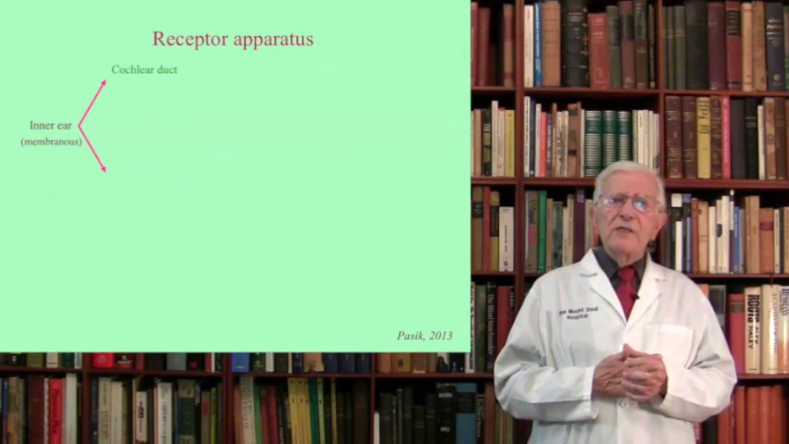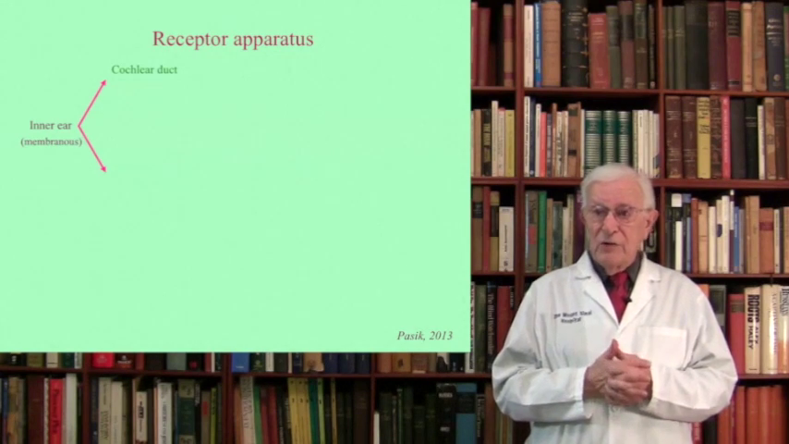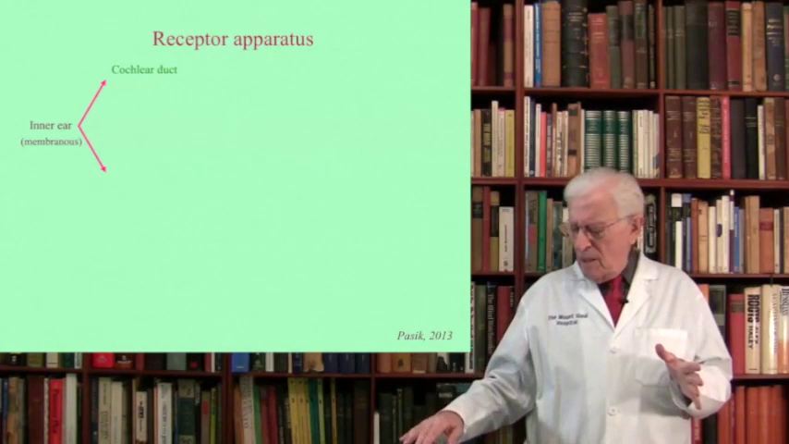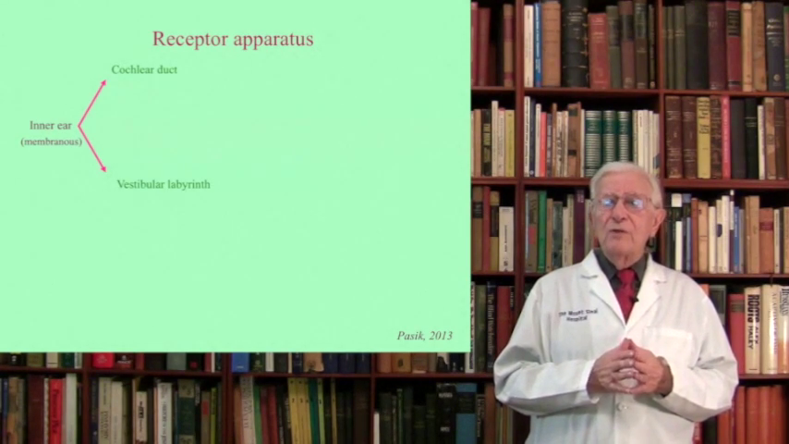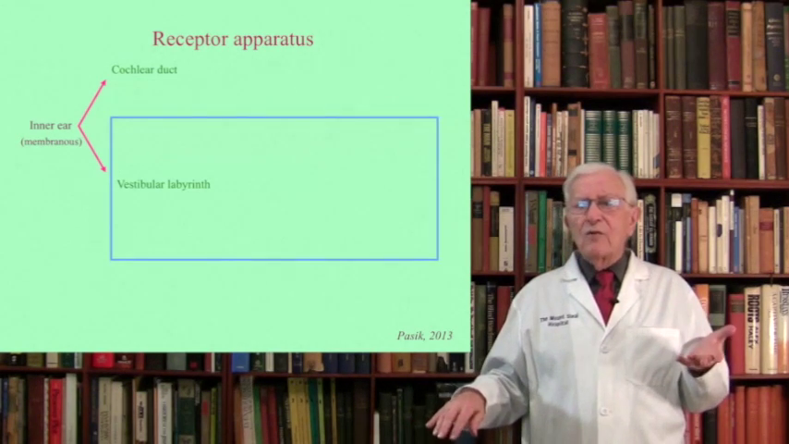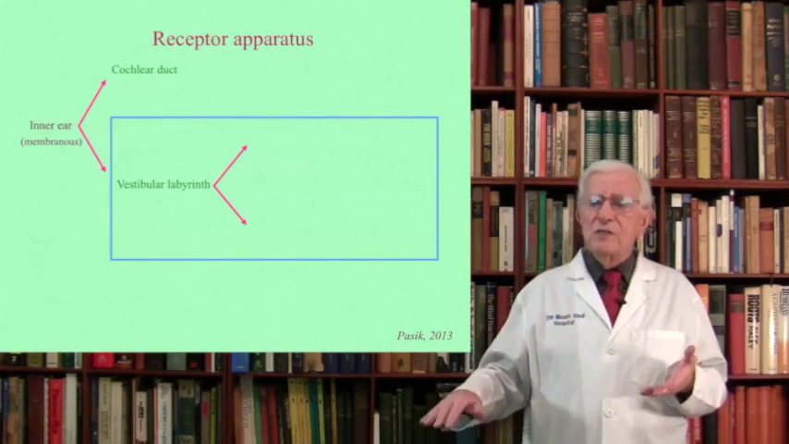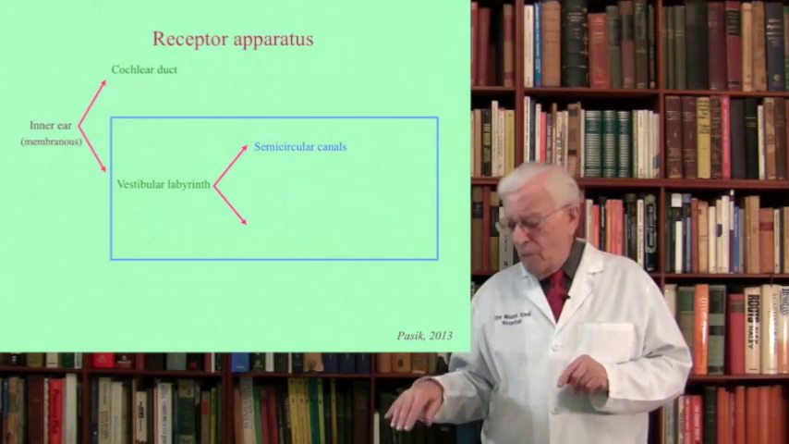And in this membranous labyrinth, you have two not compartments, it's a single compartment, but two parts to this membranous labyrinth. One is the cochlear duct that contains the receptors for hearing. We are not dealing with that. And the other part is the vestibular labyrinth. And in that vestibular labyrinth, it has in turn several components, because it has, for instance, little ducts that are called the semicircular canals that we'll discuss in a moment, all right?